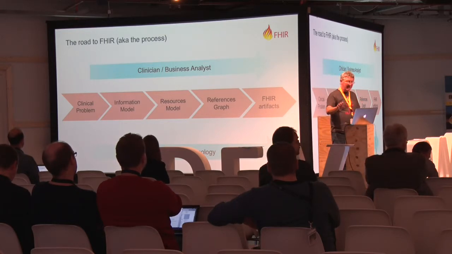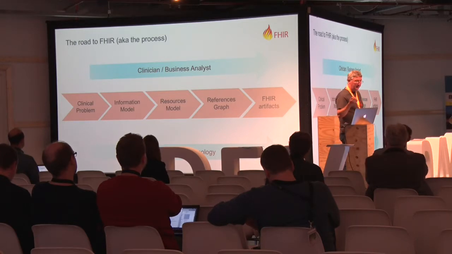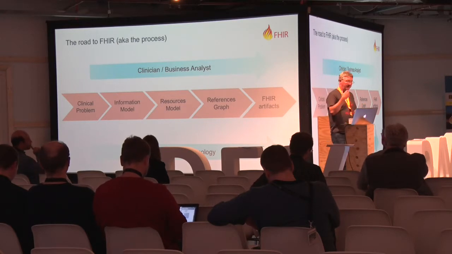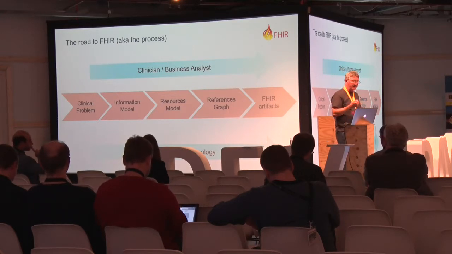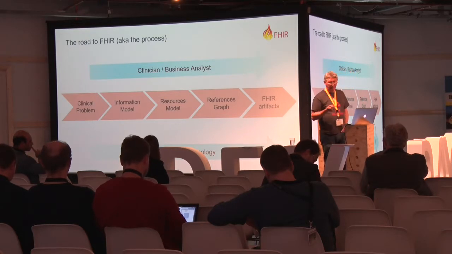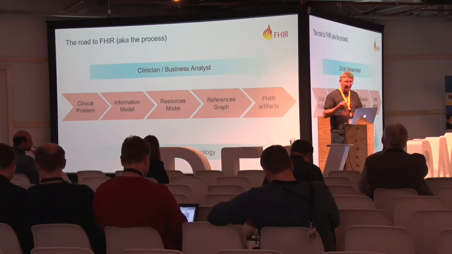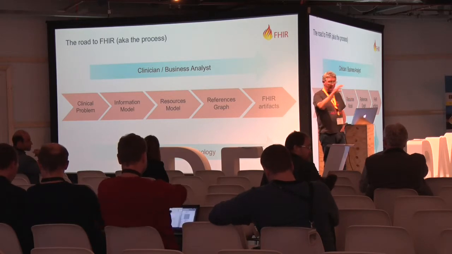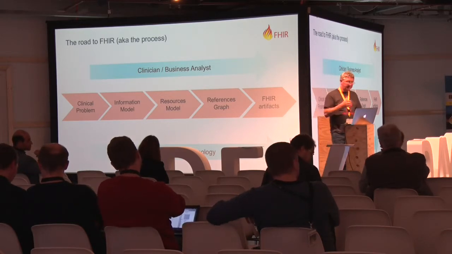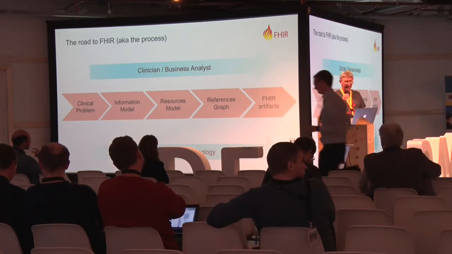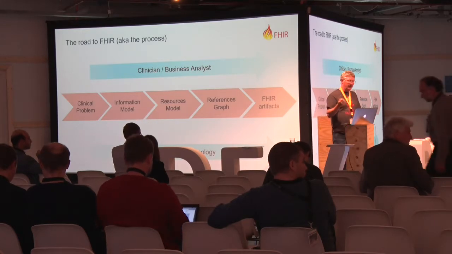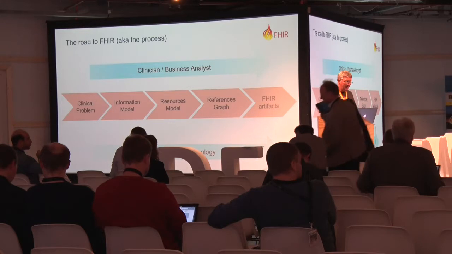And we see a number of steps, and this slide really talks to what those steps are. In the middle of the slide you see the main steps. First is to define what the clinical problem is that you are trying to solve. Next is to create an information model, which represents the actual data that you wish to share. Next is a resources model, which is where you start to take the information and put it into true FHIR speak. Then we have a references graph, which starts to explore the relationships between the different resources. And then finally we move on to the actual formal FHIR resources themselves.